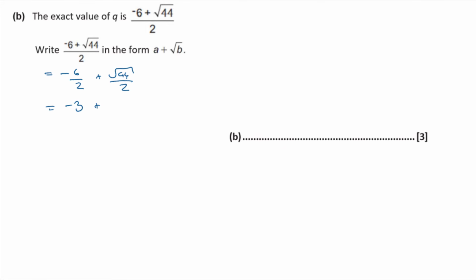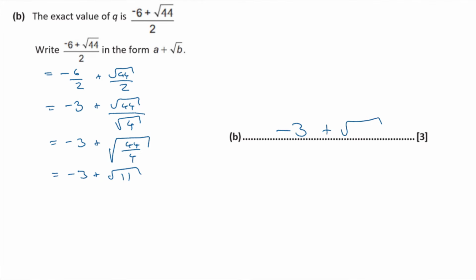Now, how can we resolve this? Well, if I say that root 44 divided by 2 is the same thing as root 44 divided by the root of 4, because the root of 4 is 2, then I can take that second part and write it as a single root 44 over 4 like that, and then I can divide the 4 into the 44, and I'm going to get minus 3 plus root 11. Okay, so that's equal to minus 3 plus root 11.